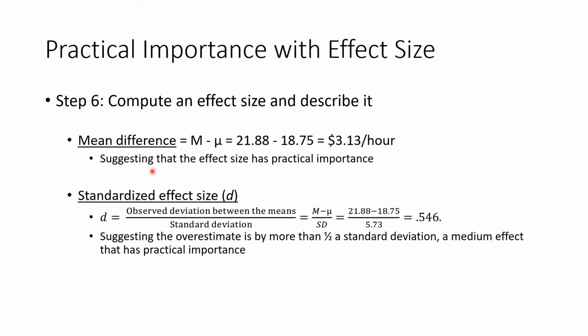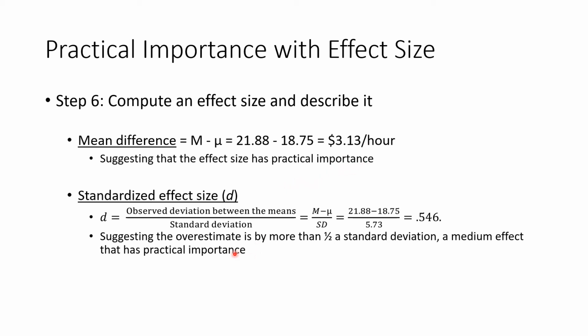In most people's lives, if you were making $3 more an hour, that would have some practical implications on how you would conduct your life. So just the mean difference is often a very useful way of thinking about the effect size. It's likely that a mean difference of $3.13 an hour is going to have practical importance for the population. So students are overestimating by that much. That's a pretty large effect.